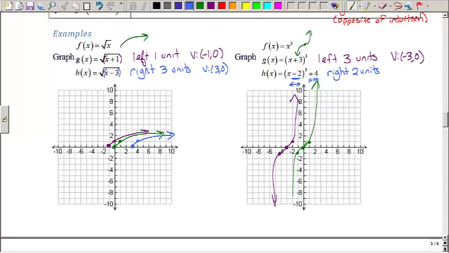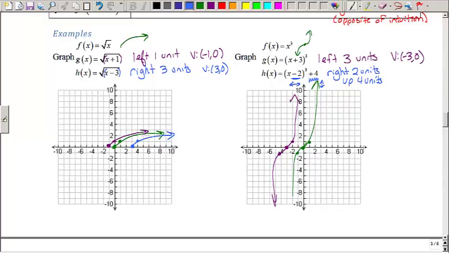On the other hand, the plus 4 is on the outside of the parentheses. We're adding it to this function, so we're going to be moving it up or down. Plus 4 is exactly what you might think it would be. It would be up 4 units. So that one goes up and down. The inside of the parentheses goes left and right. The outside of the parentheses goes up and down. The inside of the sign is opposite of what you might think. The outside sign is exactly what you would think. Positive goes up, negative goes down.